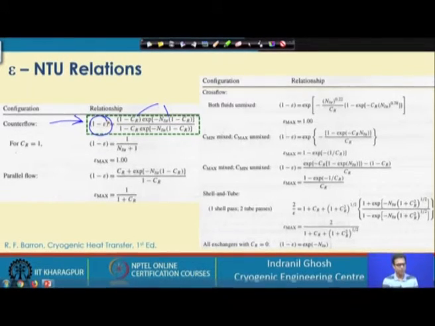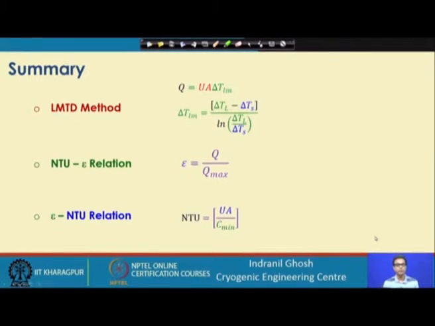So, again, like counter current exchanger and parallel flow heat exchanger, we have for cross flow and shell and tube and all exchangers, these are the corresponding equations. So, with this background, if we now summarize what we have learned so far, basically we have talked about the LMTD method. We have also looked at the epsilon NTU and NTU epsilon relations. Now, based on these relations, we can try to solve some example.